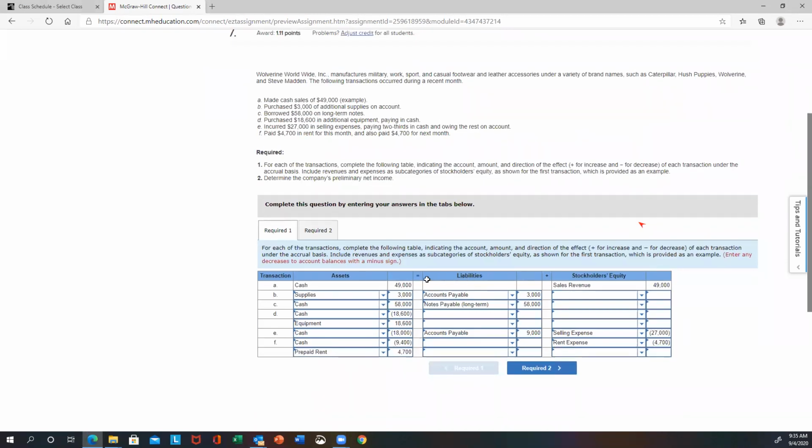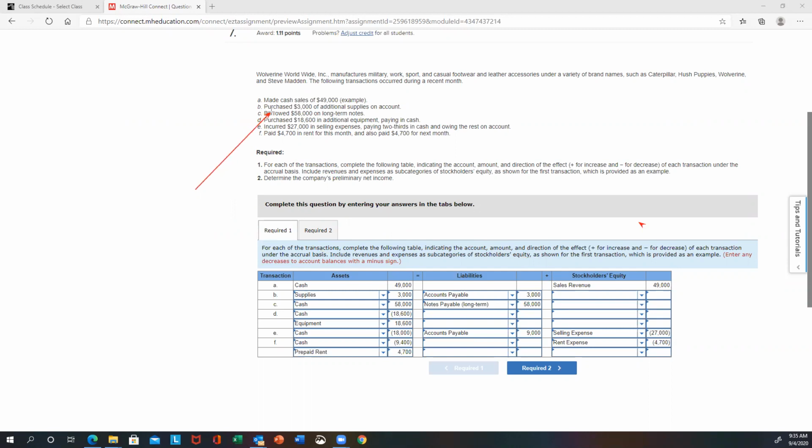Now we'll check out how some of these transactions would affect your accounting equation. So part A, you have cash sales. Notice you've got 49,000 there, and that's going to, of course, increase your asset and then increase your sales revenue.